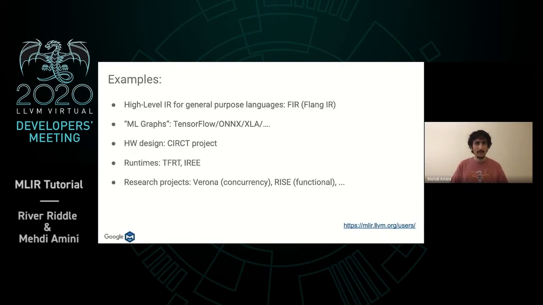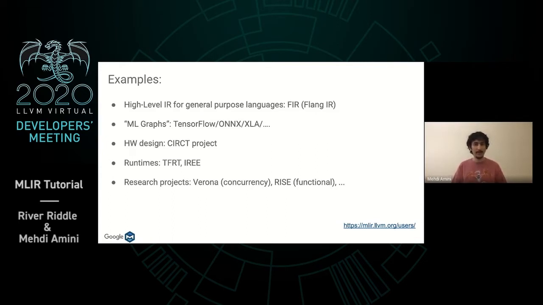So MLIR allows for various abstractions to freely coexist. This is a very important part of the mindset. This enables abstractions to better target specific areas. So for example, people have been using MLIR for high-level general purpose languages like Fortran. The Fortran compiler in LLVM, flang, is designing its own high-level IR with MLIR.